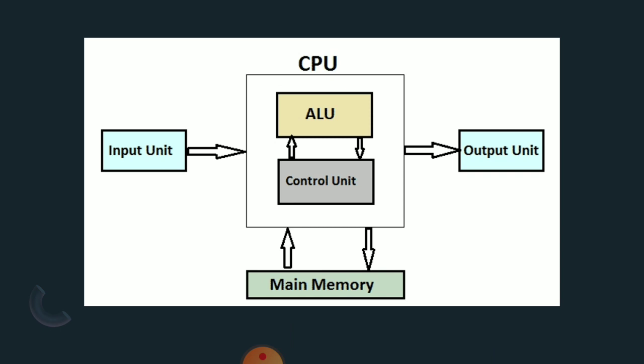How does the CPU look? It has two main components. One is the ALU and the second is your control unit, and both components communicate with each other and pass data to each other. When you give some input, the CPU computes it and gives it to the output unit. Input comes from input devices, and after computation or taking decisions, it is given to the output unit. The CPU also interacts with your main memory, or we can say RAM. The CPU communicates with main memory.